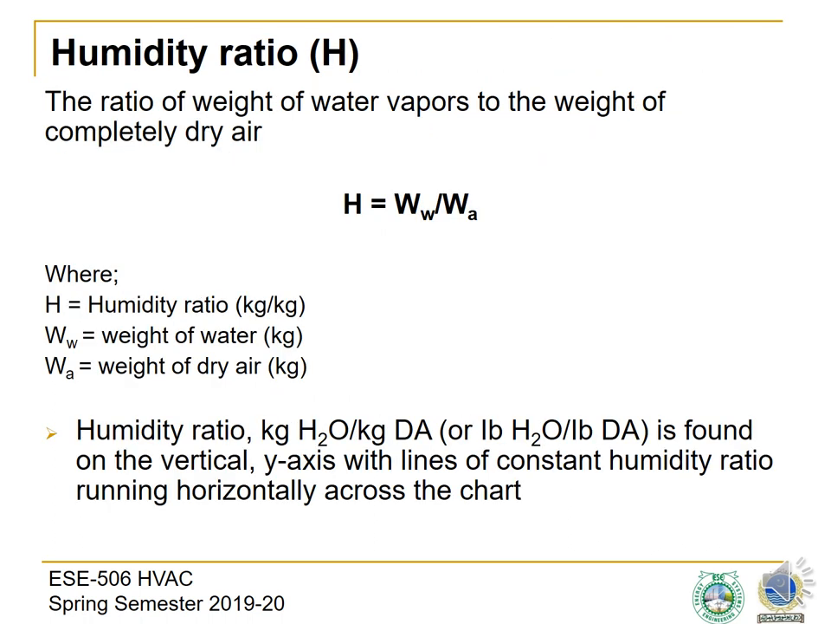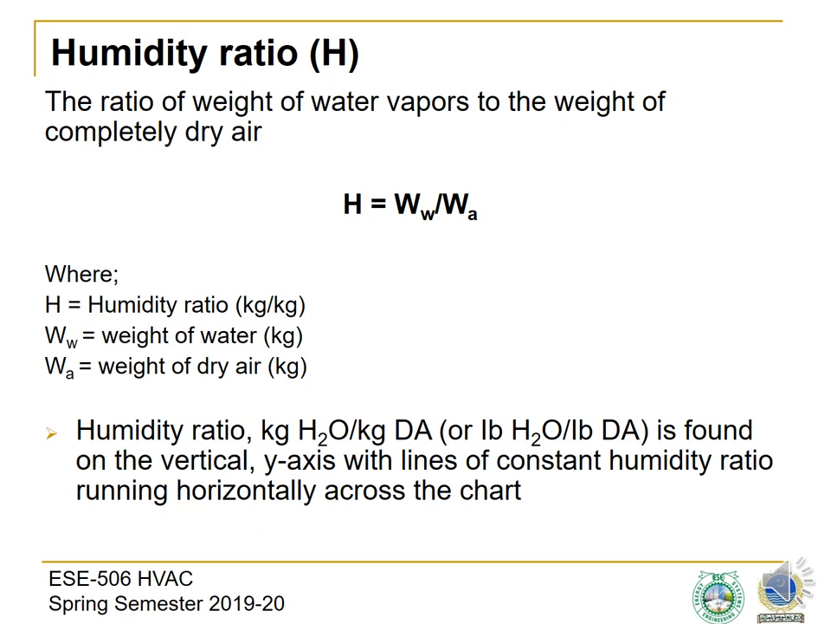Humidity ratio: the ratio of the weight of water vapor to the weight of completely dry air. Mathematically, humidity ratio is equal to weight of water divided by weight of dry air, and both weights are taken in kg. So the humidity ratio is unitless, and its unit is kg of water divided by kg of dry air. In some books this humidity ratio is also represented by capital W.